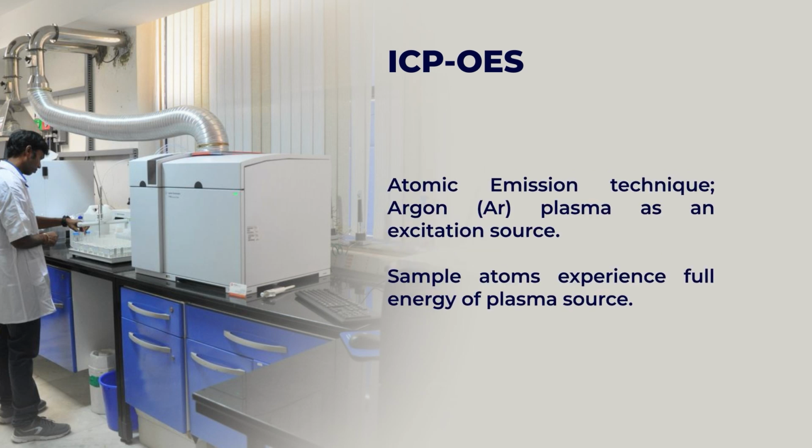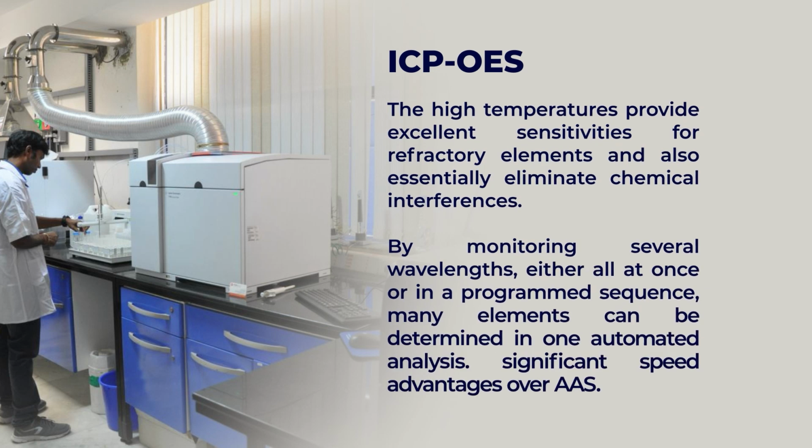In the case of the atomic emission technique, which is ICP, argon plasma is the one used as an excitation source. Sample atoms experience the full energy of the plasma source. The high temperature provides excellent sensitivities, especially for refractory elements which require very high temperatures, which cannot be done by AAS. And by monitoring several wavelengths, either all at once or in programmed sequence, many elements can be detected by one automated analysis in a much better way than AAS.